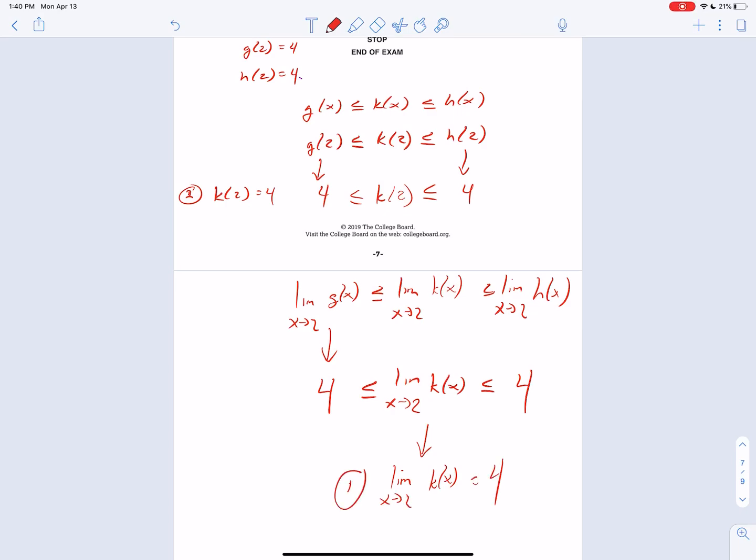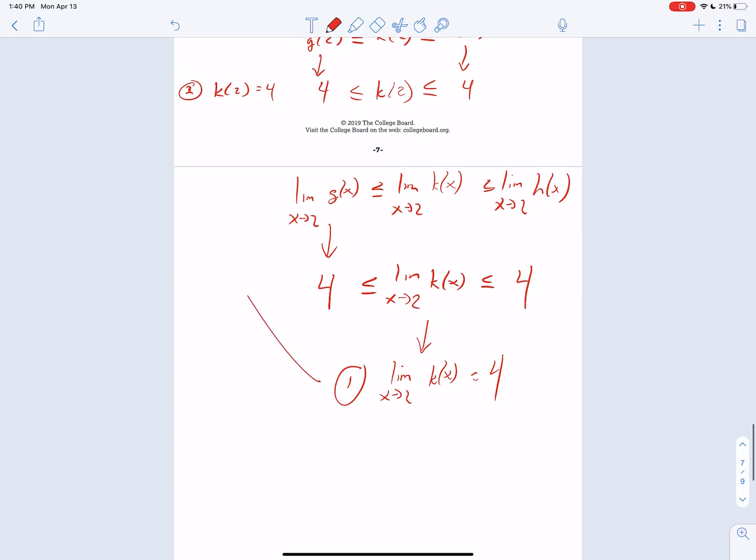So we figured out the first one here. We have the second condition here. Well, the third one is the limit of k of x as x approaches 2, is that equal to k of 2? And in this case, it is. Therefore, we know that k is continuous at 2.